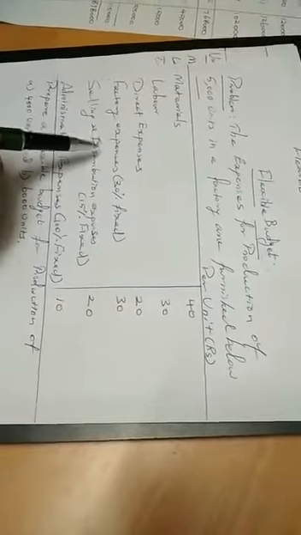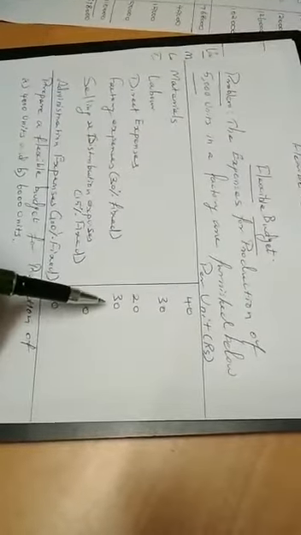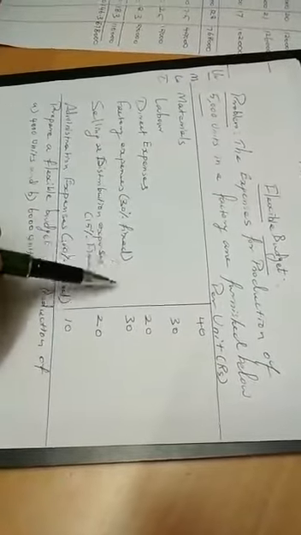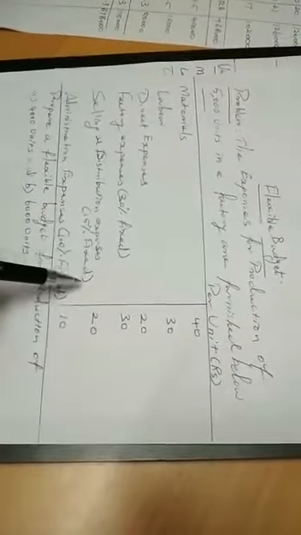Labor 30 rupees per unit, direct expenses 20 rupees per unit, factory expenses 30 rupees per unit. In the bracket they have given 30% fixed, so this means the remaining 70% is variable. Next, selling and distribution expenses 20 rupees. In the bracket they have given 15% fixed, so the remaining 85% is variable.